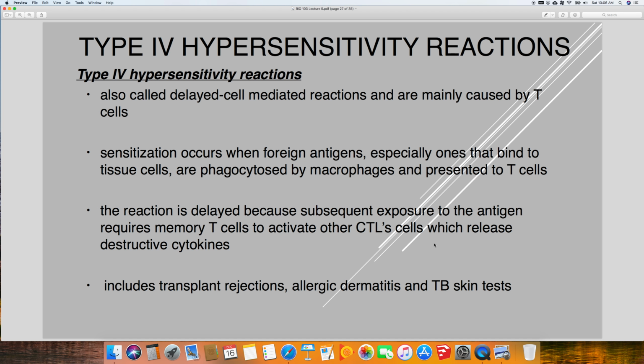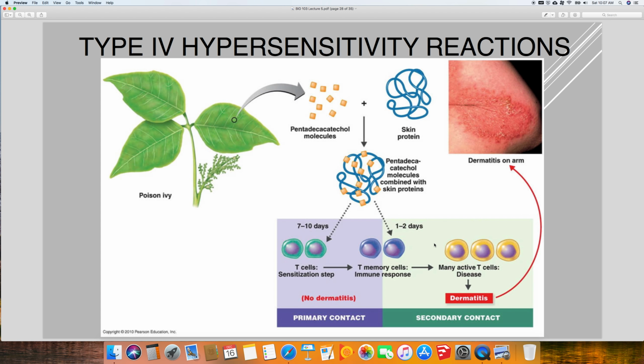Now the reaction is delayed because on your next exposure to the antigen, these T cells will activate cytotoxic T cells, which will release destructive cytokines. This is what you see with poison ivy, TB skin tests, all of that sort of stuff. But the big takeaway, these are delayed type and mediated mostly by T cells. And we talked about this briefly with the allergic dermatitis that you see with poison ivy.